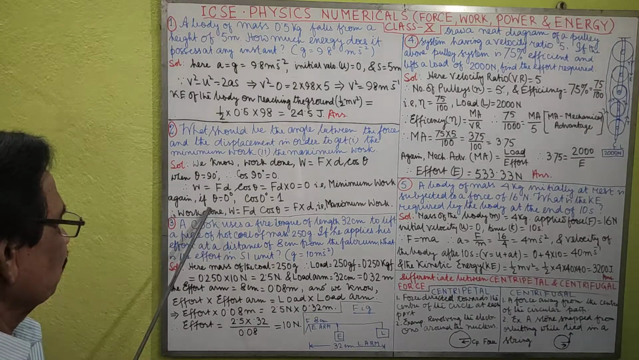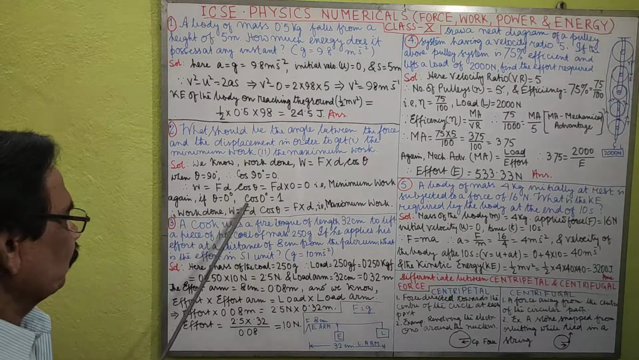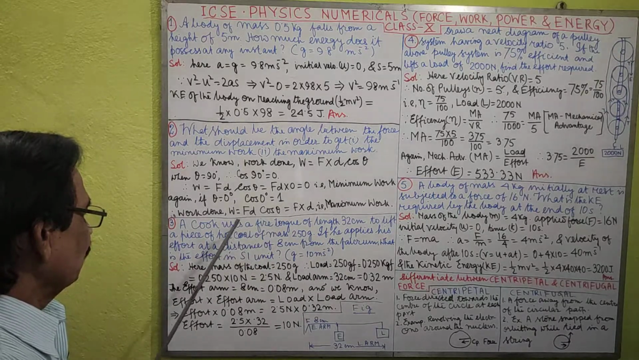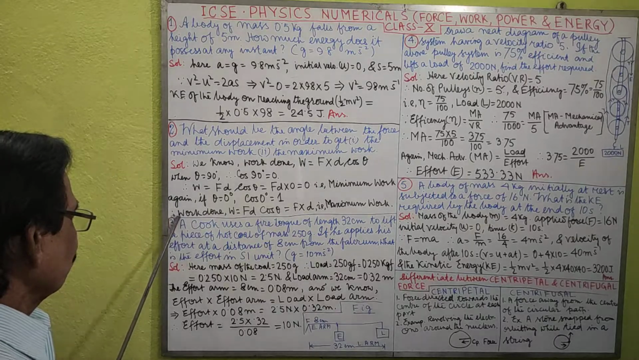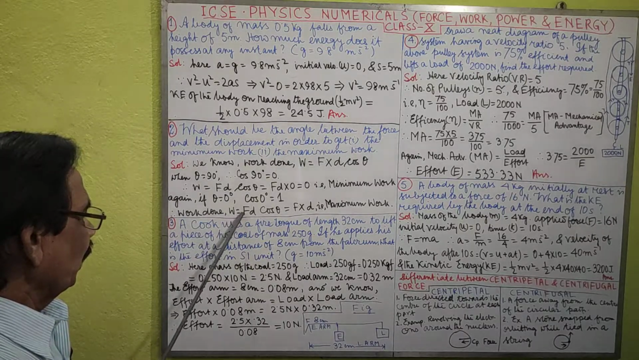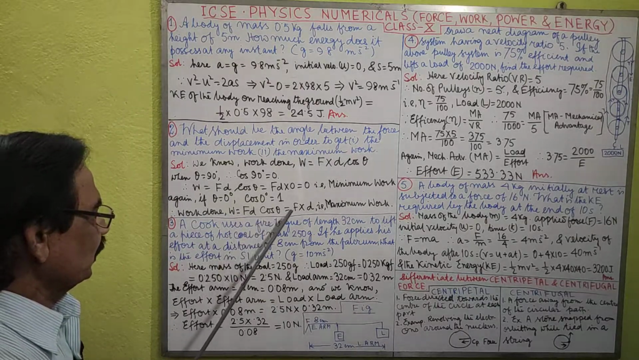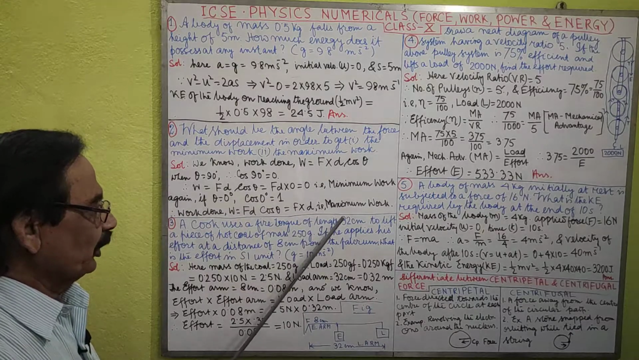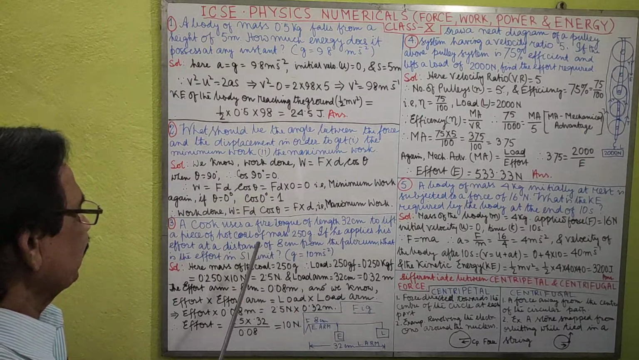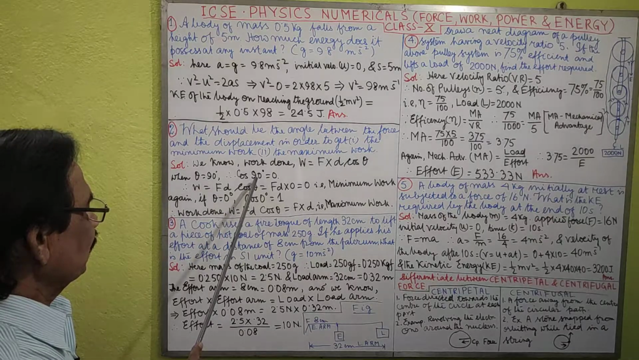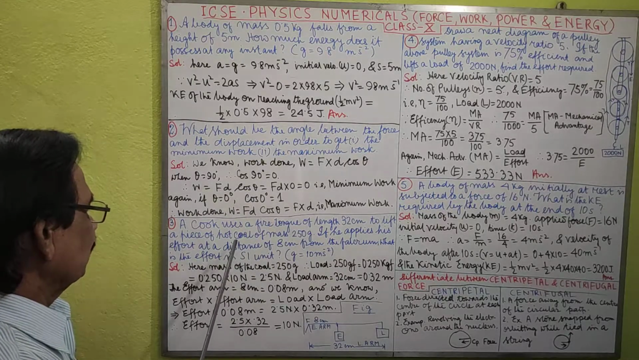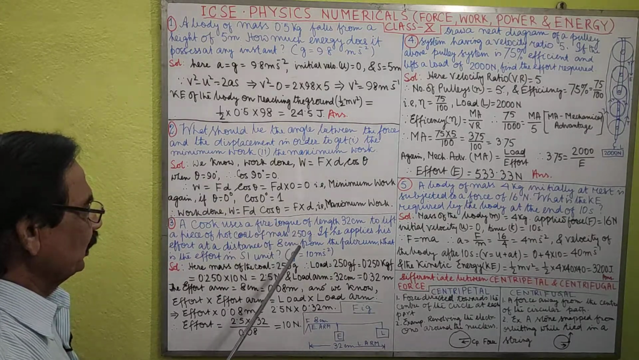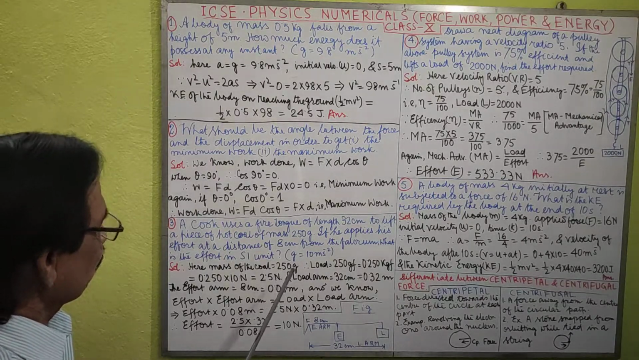Again when theta equal to 0 degree, we know that cos 0 degree equal to 1. Therefore work done will be W equal to F into d cos theta, that is F into d, that is maximum work. So we are getting, when theta equal to 90 degree, the minimum work, and when theta equal to 0 degree, we are getting maximum work. This is the answer.